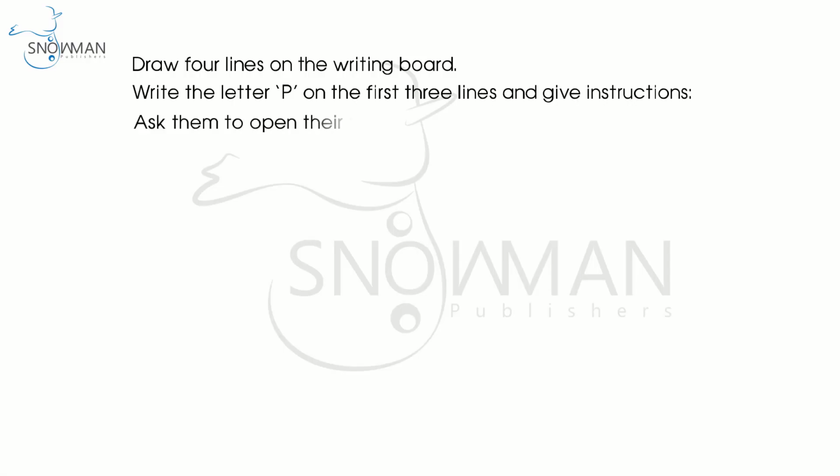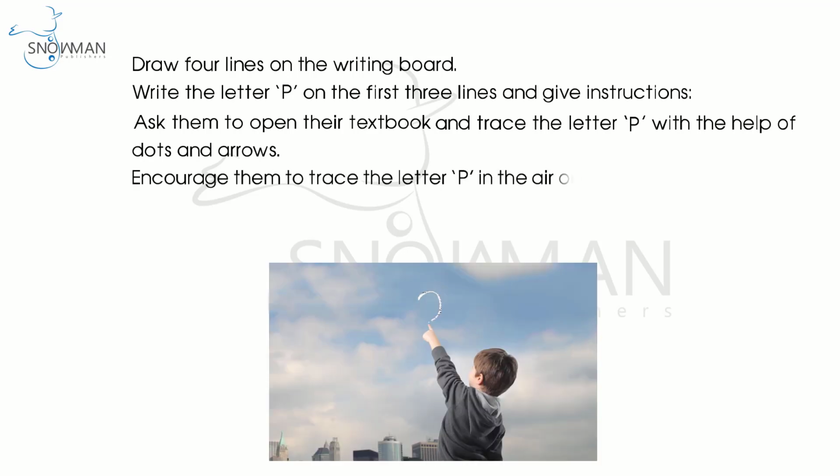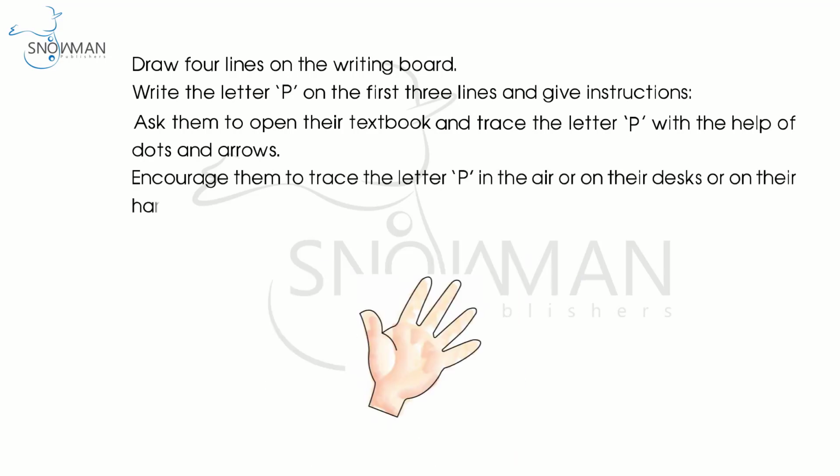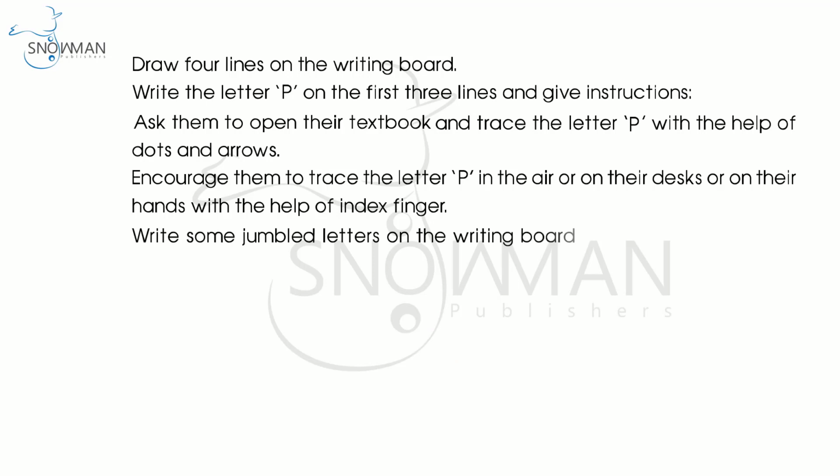Ask them to open their textbook and trace the letter P with the help of dots and arrows. Encourage them to trace the letter P in the air or on their desks or on their hands with the help of index finger. Write some jumbled letters on the writing board and ask the children to recognize P.